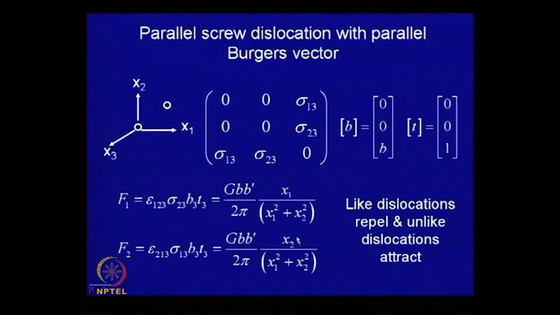What does it say? It says that F1 is positive if b1 and b2 are both positive, the similar dislocation, then F1 is positive, that means force along this direction is positive. Similarly, force F2 along this direction also is positive. So, the force is acting along this direction and along this direction, which means you can convert it into cylindrical coordinates also, which can be done very easily.